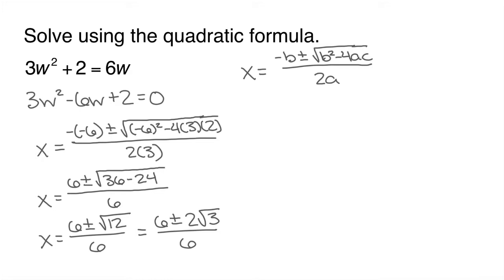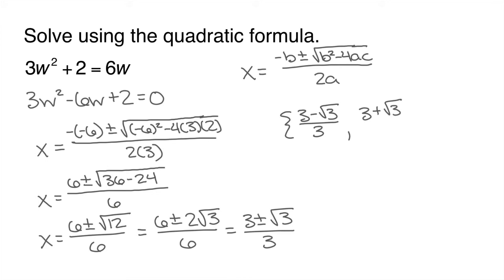And now notice that we can factor out a 2 in our numerator, and we also can factor out a 2 of our denominator. When we do that, we have 3 plus or minus the square root of 3 over 3. So our solution set is the set containing 3 minus the square root of 3 all over 3 and 3 plus the square root of 3 all over 3. Note that we can also write this using the single expression that we got from using the quadratic formula, the set containing 3 plus or minus the square root of 3 all over 3.